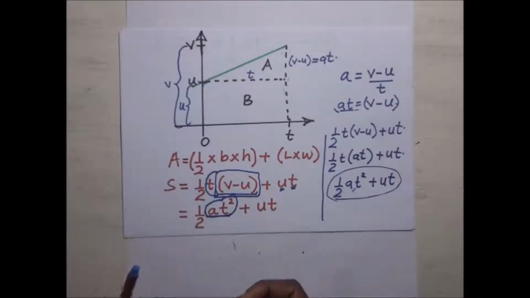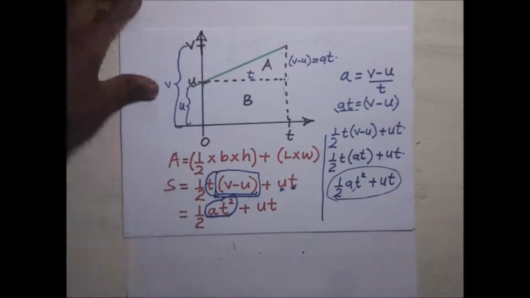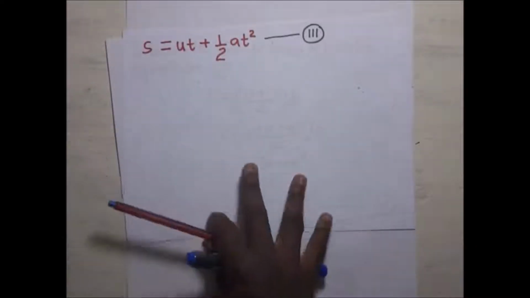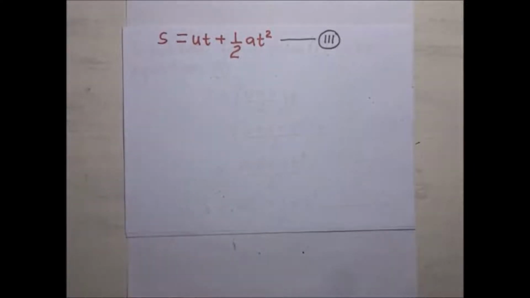So now we have formulated our third equation of motion. In this case, our third equation of motion is that one. It shows that s is equal to ut plus a half at squared. That's our third equation of motion.